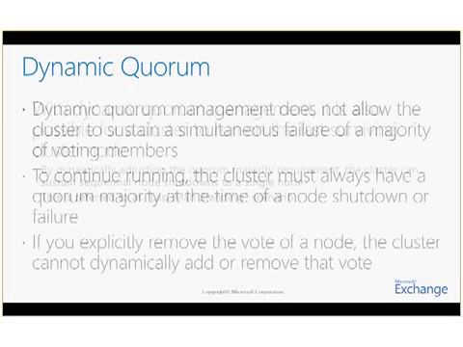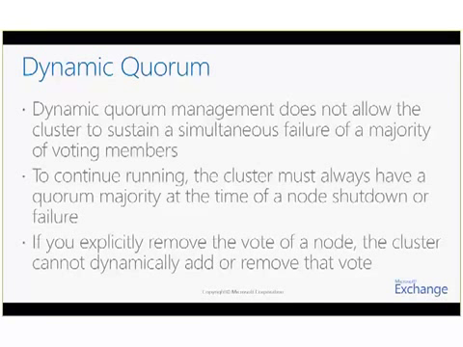The other thing to keep in mind is dynamic quorum doesn't allow the cluster to sustain simultaneous failures of the majority and keep running. To continue running, it must always re-achieve quorum. So whether you manually turn a node off or whether that node fails, in order for dynamic quorum to work, the system must be able to reestablish quorum before the votes are actually removed. The other thing to keep in mind is I mentioned that you can manually remove votes from a member as well. If you do that, the cluster won't dynamically add or remove that vote. It'll basically treat it as a zero vote as well. So that could further complicate things in terms of having the system stay up and running for you.